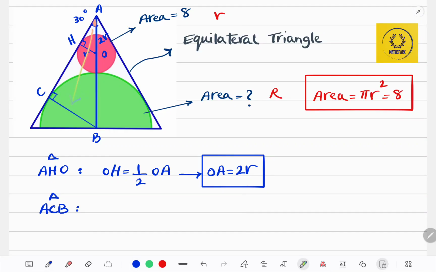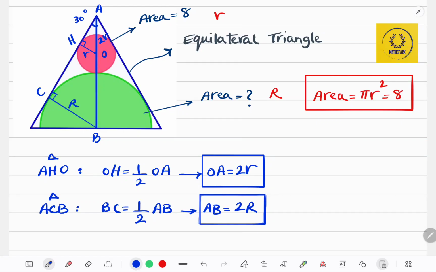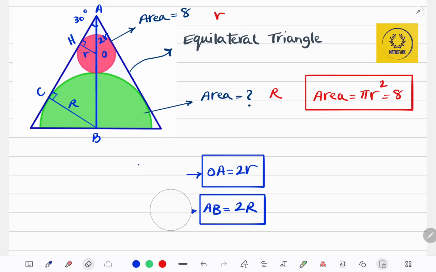The opposite side, which is BC, is half of the hypotenuse. And how can we find the hypotenuse? Hypotenuse here is AB because it's opposite 90 degrees. So AB. And because BC is uppercase R, so AB is twice R. So far so good. Okay, we don't need this. I'm gonna find some space.